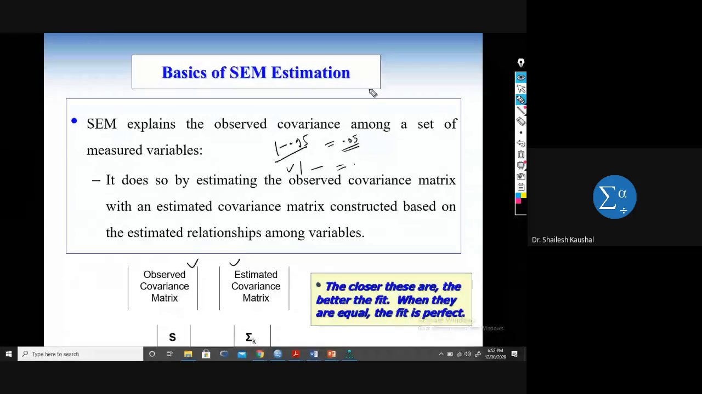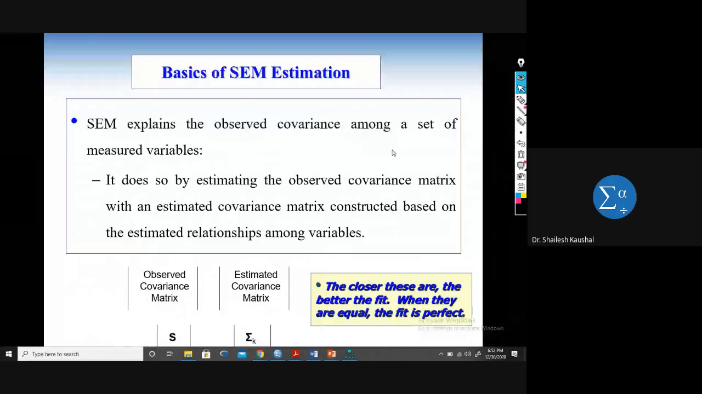So we check the goodness of fit of our model by using the absolute fit index, incremental fit index, and parsimonious fit index, and the value of these fit indices should be greater than 0.95. If it is less, it means the model fit is poor, the model does not fit. So the closer these are, the better the fit. When they are equal, the fit is perfect.